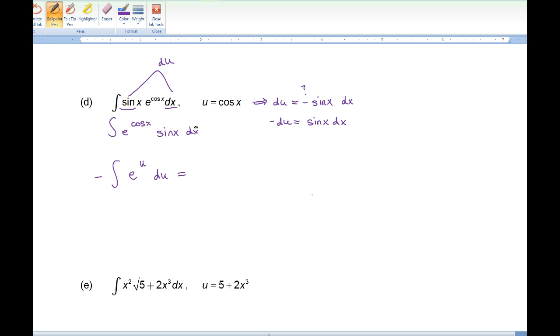And then it's just e to the u plus c. So what's the antiderivative? It's negative e to the u plus c. Now we're just going to rewrite that as negative e to the cosine x plus c. Remember, how do we check our answer? Take the derivative of this. The derivative would be negative e to the cosine x times negative sine x. The negatives cancel, and we get back the integrand. The constant, we did it last chapter.